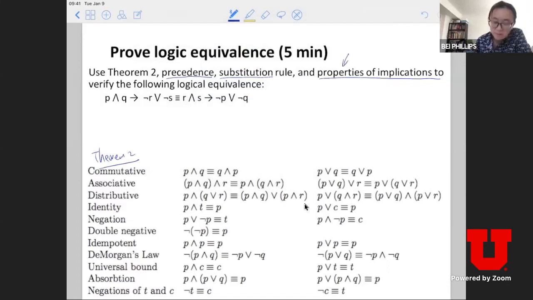Let me give you a quick hint. The property of implication is that P implies Q is logically equivalent to not Q implies not P. This is something you will likely use here, because when you want to prove the left-hand side equivalent to the right-hand side, you need to use the properties associated with implication. Again, you can prove from left to right. Precedence says which logic operation takes a higher priority than the other logic operations.